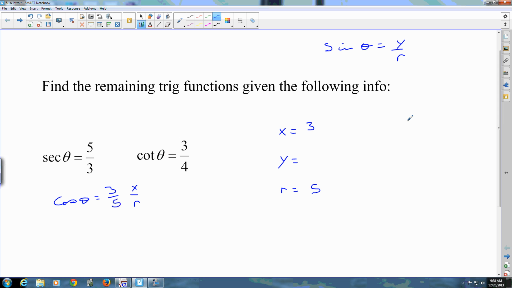You could do the Pythagorean theorem, x squared plus y squared is equal to r squared, and find out what y is, but because you're given this piece of information, remember cotangent is x over y, it's already telling you the y. So now you can go and find your remaining trig functions. Okay?